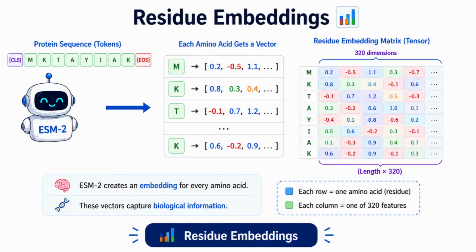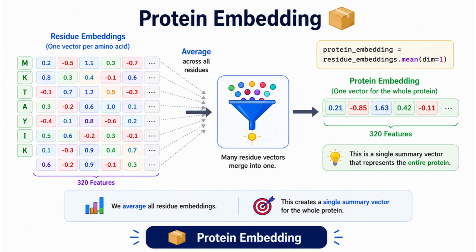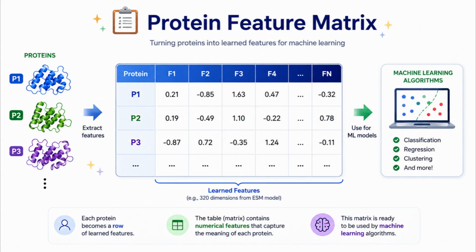ESM-2 creates an embedding for every amino acid. These vectors capture biological information. We average all residue embeddings. This creates a single summary vector for the whole protein. Each protein becomes a row of learned features. This table can be used by machine learning algorithms.